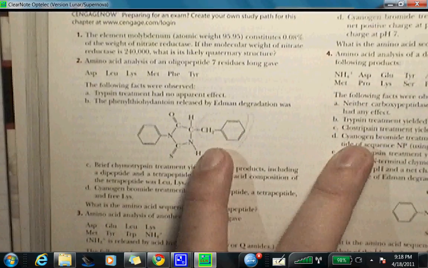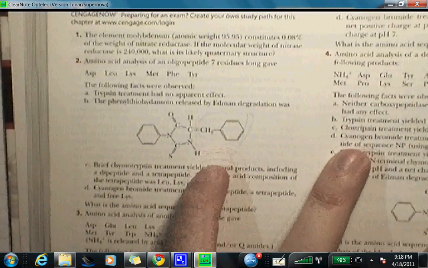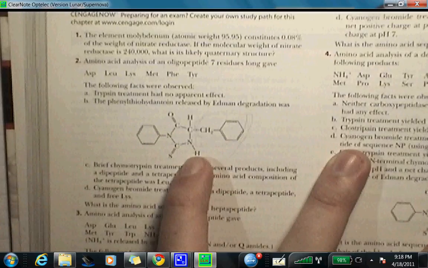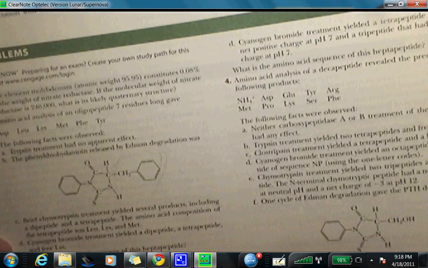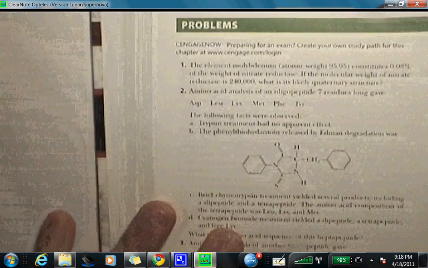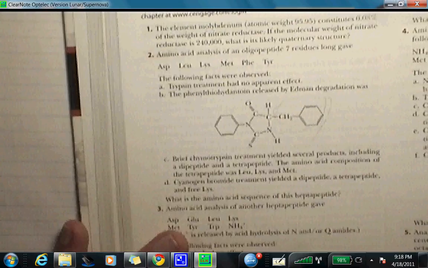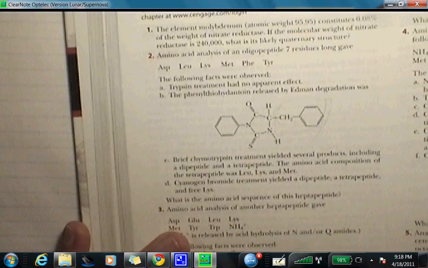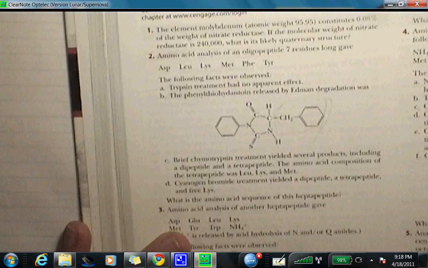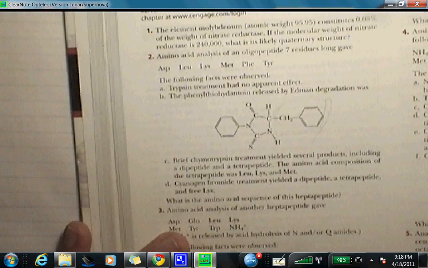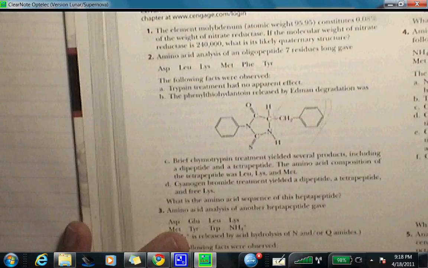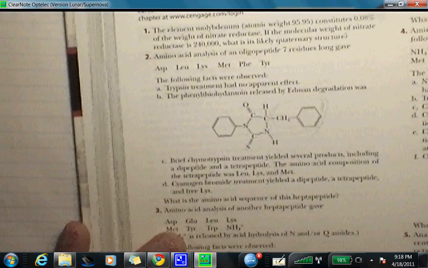I really suggest that you put a time mark on this so you can come back to it when I actually talk about it and look at the structure, because I may not be able to show such a good image again. Brief chymotrypsin treatment yielded several products, including a dipeptide and a tetrapeptide. The amino acid composition of the tetrapeptide was leucine, lysine, and methionine. And cyanogen bromide treatment yielded a dipeptide, a tetrapeptide, and free lysine.